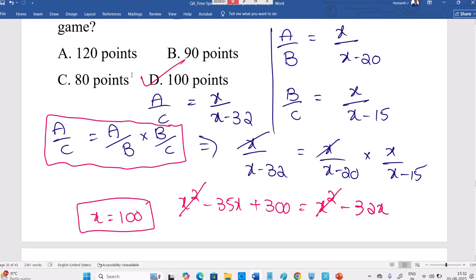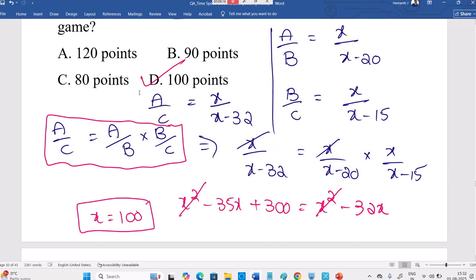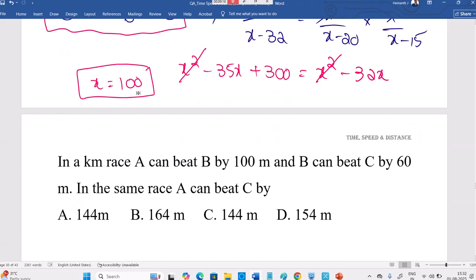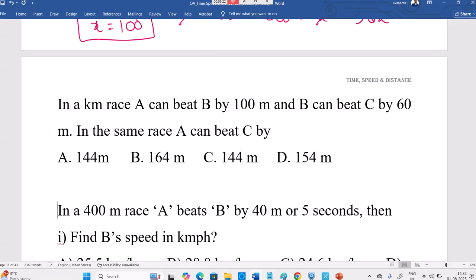This is an advanced topic. In time and distance, you have problems on certain basic questions and all, but race and games is an advanced topic. Average speed also you will get only normal questions. Both the streams also are a bit normal, but this race and games is advanced. Now let me see this question. How can we handle that?